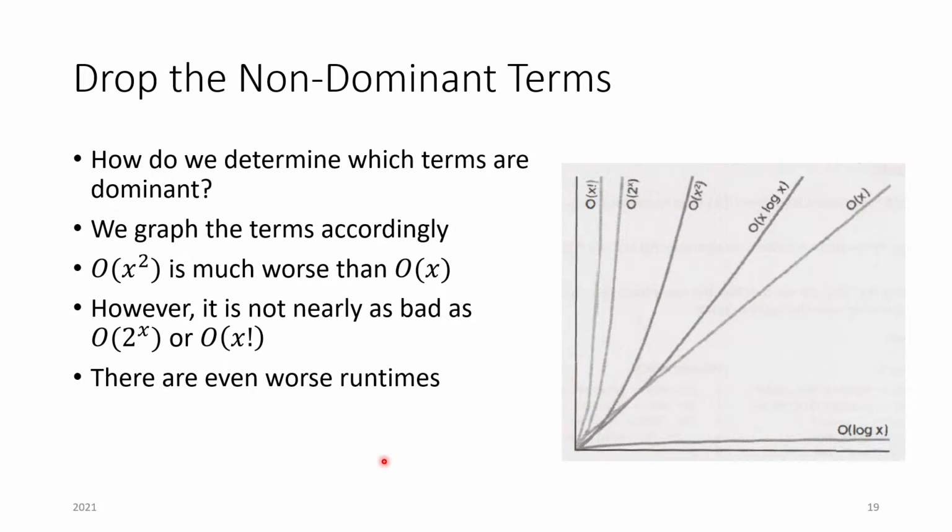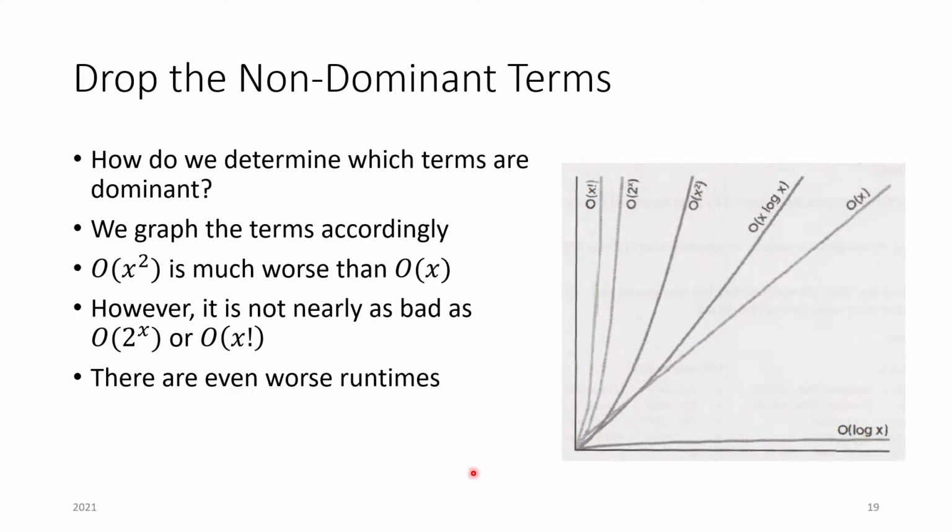And determining which terms are dominant is very simple. Just graph the terms. Whichever one tends towards infinity more than the other is the more dominant one. So for instance, x factorial here is the most dominant term for all of these, followed by 2 to the x, x squared, x log x, and then O of x.